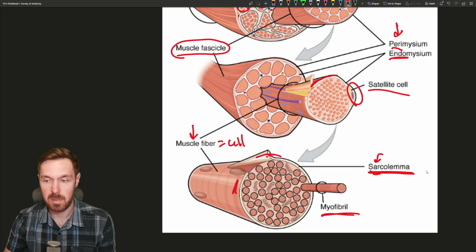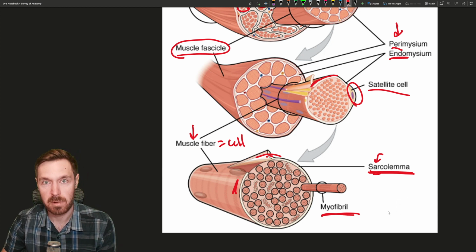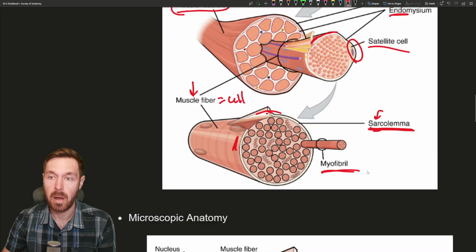There's a structure inside muscle cells called the sarcoplasmic reticulum. There's the sarcoplasm, that's the cytoplasm. The sarcoplasmic reticulum is the smooth ER, and it's an important part for calcium storage. So some of the terminology does change from that stereotypical cell we're used to talking about.